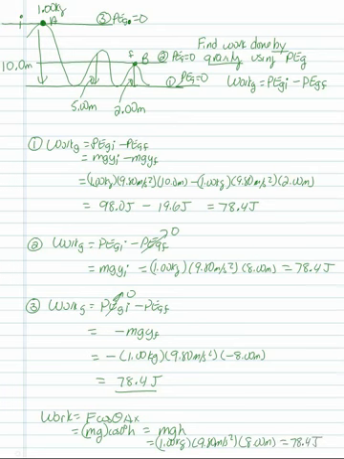This just shows you get the same answer for the work done by gravity every single time. Notice, the potential energies individually are different. For the first problem, the potential energy at A is 98 joules. For the second problem, the potential energy at A is 78.4 joules. And for the third one, the potential energy at A is 0 joules. All of the individual potential energies are different, but the work done by gravity is the same.